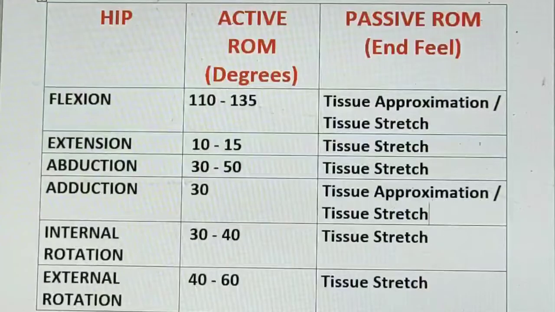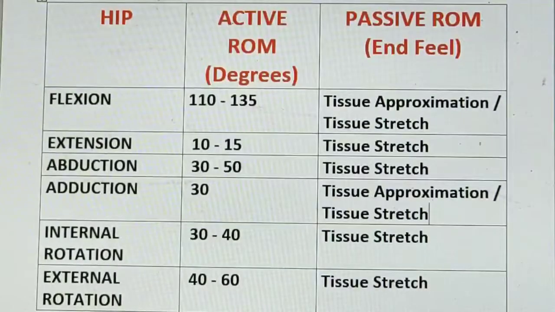Now for the abduction, the active range of motion in degrees is 30 degrees to 50 degrees, and the passive range of motion end feel is again tissue stretch. Now for the adduction, the active range of motion in degrees is 30 degrees, and the passive range of motion end feel is either tissue approximation or tissue stretch. So either one is the end feel.